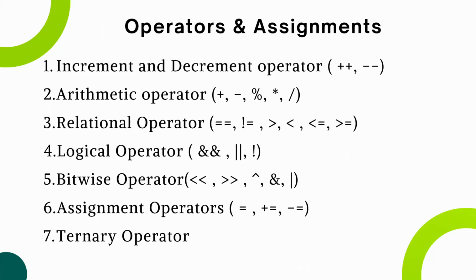Increment and decrement operators. Here we will discuss what pre-increment, post-increment, pre-decrement and post-decrement are. And we'll discuss how to perform addition, subtraction, multiplication, and division by using the arithmetic operators. Next, we'll see relational operators, how the double equal to operator works, not equal to operator, less than or equal to, greater than or equal to.